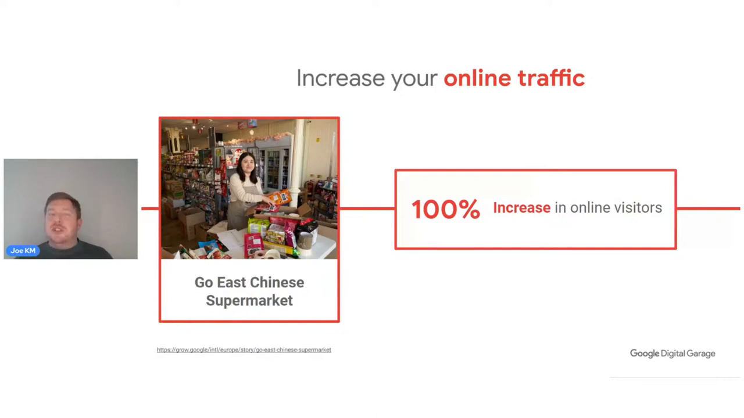Because you didn't know. There was no guarantee that that place was open. People didn't even get to it. People were allowed to get to it. So straight away, here's an example. It's a 100% increase in online visitors. I'd be shocked if you get that right now, but at the same time, it's not impossible.